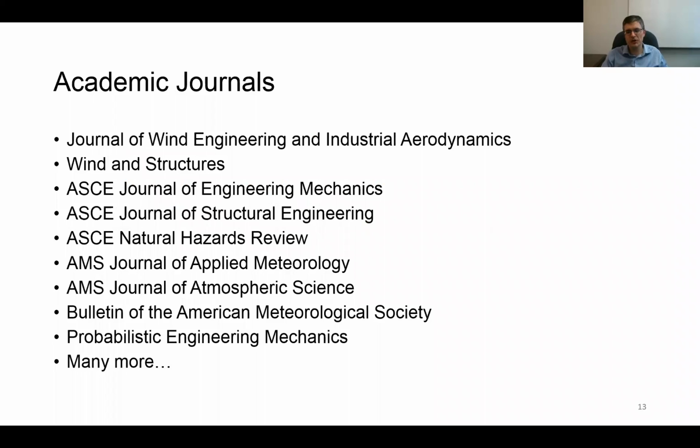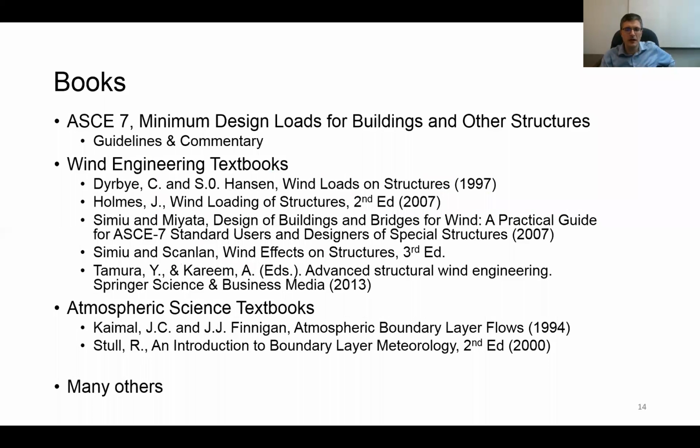The academic journals we would primarily publish in are on that list there. This is by no means comprehensive, but if you start and work your way down the list, that's a good place to find, again, the current state of the art in wind research. And also some good books as a starting point. Of course, you have to have the ASCE 7, Minimum Design Loads for Buildings and Other Structures, on your desk at some point. There are a number of good wind engineering textbooks available, and also atmospheric science textbooks. We sort of run in overlapping circles quite a bit. Again, not a comprehensive list by any means.